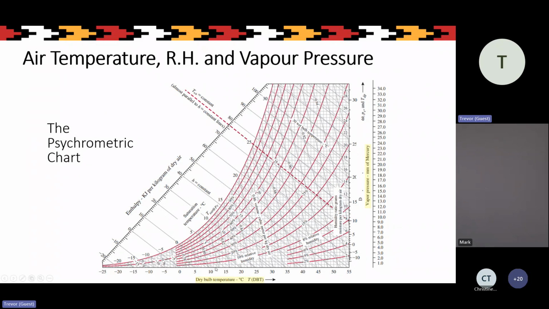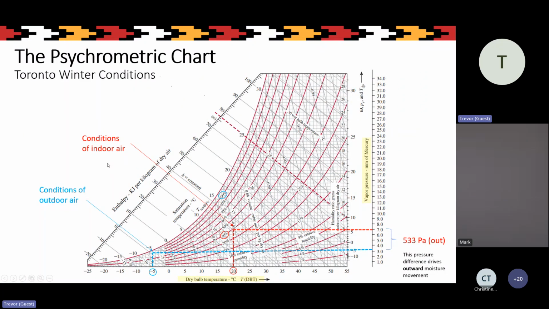So what you'd see at any point on this chart, well, let me give you an example. We're going to look at two things. First, the normal conditions of outdoor air. Let's say it's -5 outside. When it's -5 outside, you'll notice the relative humidity would be very high, 90 to 95%. If I go from -5 and move up, each of these red lines represents a different relative humidity level. This one represents 100%, this one 90%.